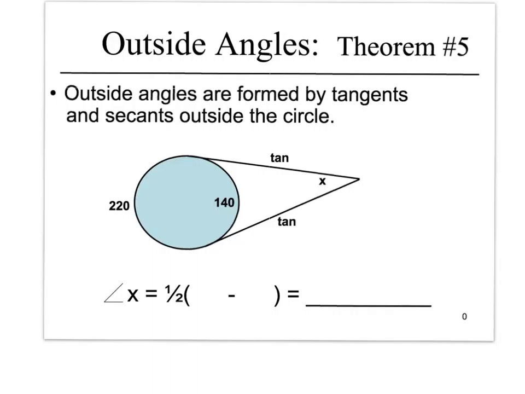The next thing we have are outside angles, and they're created either by tangents or secants. This is theorem number 5. Outside angles are formed by the tangents and secants outside the circle. So as you can see, we have two tangents here, and we already know that if we do have that, their lengths are congruent, but we're not dealing with the lengths of the tangents. We're dealing with the angles that they create in terms of the arcs that they intercept. So we have a major arc, 220 degrees here, and we have a minor arc, that's 140 degrees here.